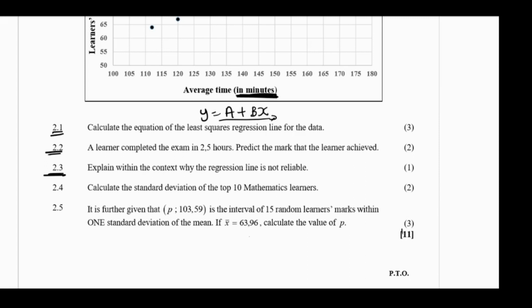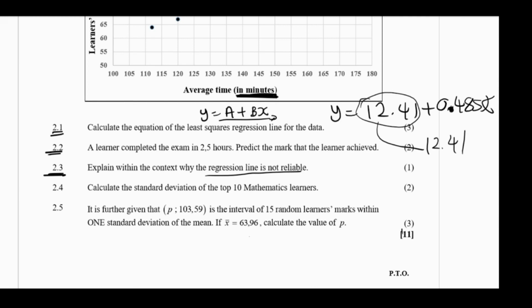2.3, they say explain within the context why the regression line is not reliable. So remember, the regression line says that y is equal to 12.41 plus 0.485x, right? Why are we saying this regression line is unreliable? When this is the y-intercept, it's 12.41%. This means the y-intercept is where x is equal to 0. So at 0 time, the learner is supposed to get 12.41%, which is impossible, right?